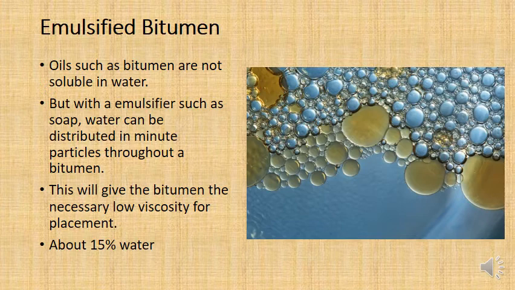And suddenly it's a lot more workable. It has a much lower viscosity. That's what an emulsified bitumen is. It's basically bitumen that is split up into tiny, tiny microscopic bubbles that float in a pool of soapy water. And that emulsifier is about 15%. It's about 15% water and soap. So that's an emulsified bitumen. This is a picture of emulsified bitumen here.